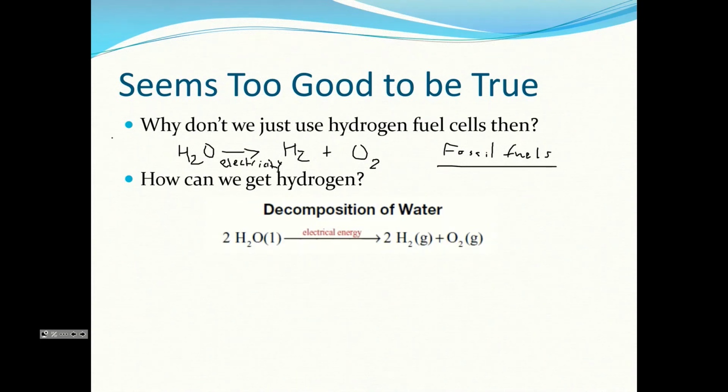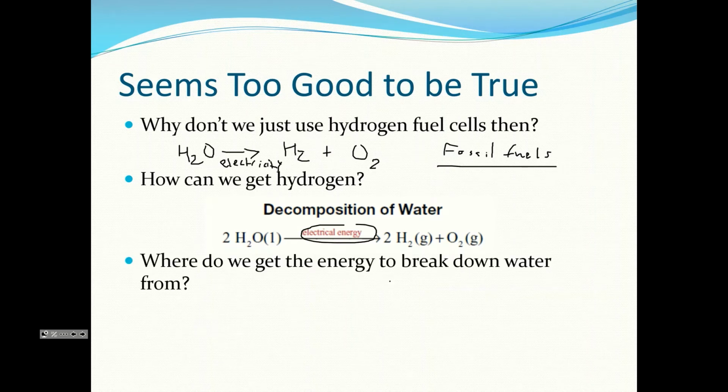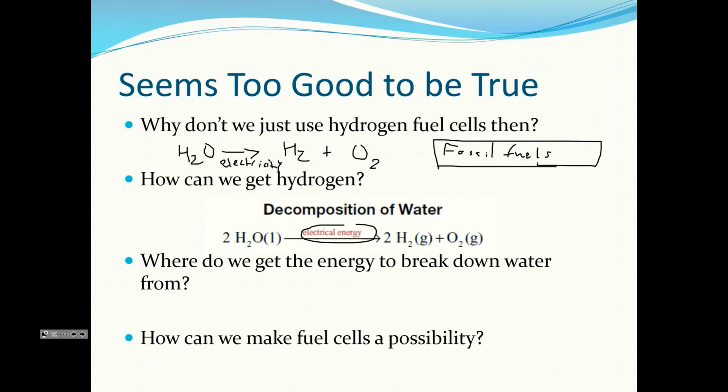So yeah, like I was saying, how do we get hydrogen? We get it from the decomposition of water, and that requires electrical energy. Where do we get our energy to break it down? Fossil fuels. So how could we make fuel cells a possibility? Well, maybe if we didn't use fossil fuels to get our electrical energy, if we broke it down using solar, well, then that would be sustainable, and then we could power our cars on hydrogen fuel cells, and that would work.